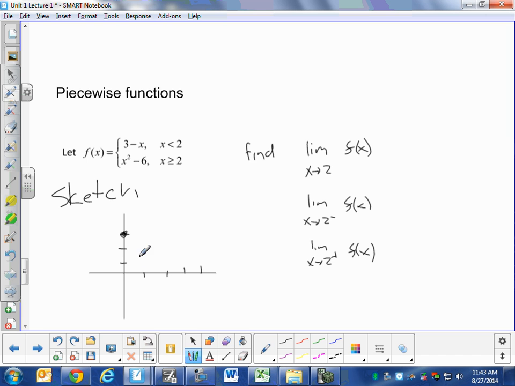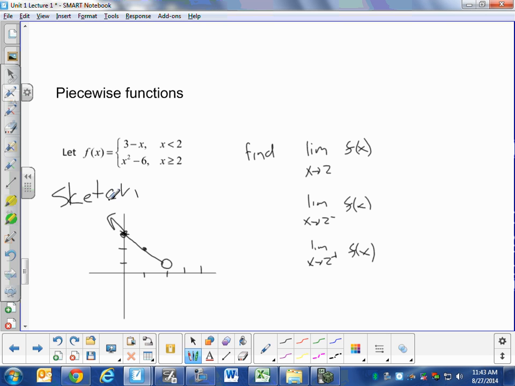If I use 1, Miss Dawson, what is going to be my output? 2, good. I'm going to use the top piece. Now, for 2, Mr. Beard, this top piece, if I plug in 2, I get 1. Should I put a closed circle at 1, or should I put an open circle at 1? Open circle, perfect. Okay, so this is the sketch of my first piece.